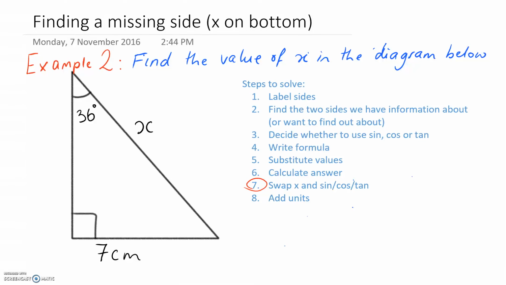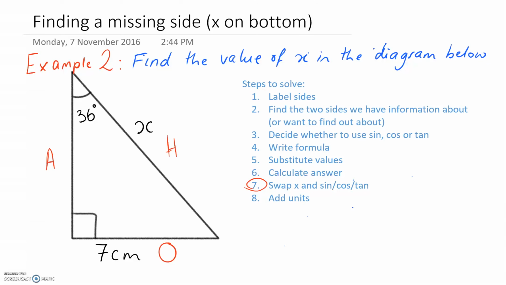First step, label sides. So we've got the angle here. This one over here is opposite the angle. This one is the longest side, the hypotenuse, and this one here is the adjacent side next to the angle. Make that a proper A.